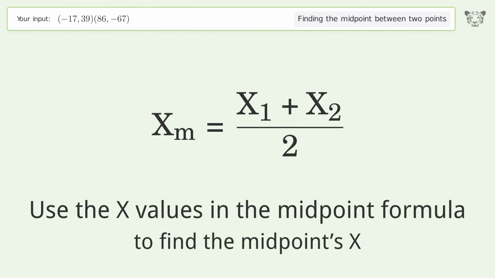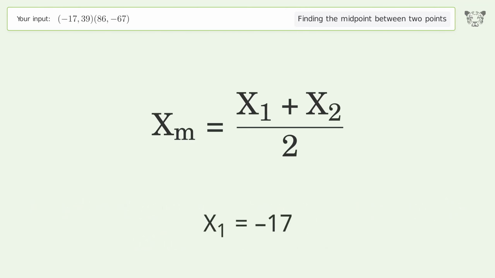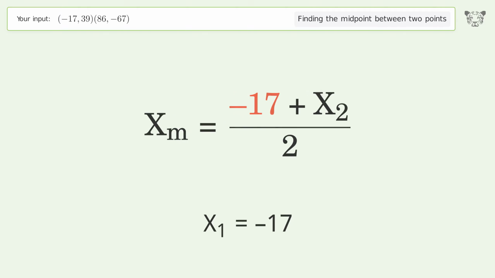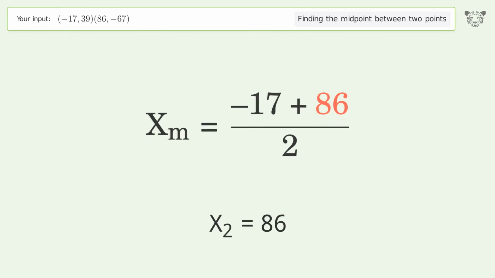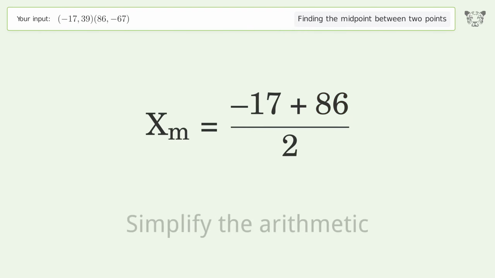Use the x values in the midpoint formula to find the midpoints x. x1 equals -17. x2 equals 86. Simplify the arithmetic.